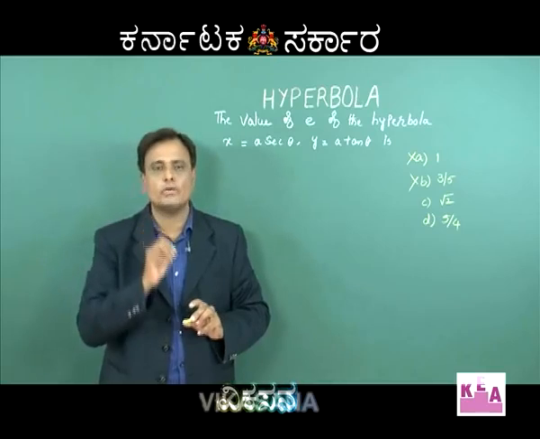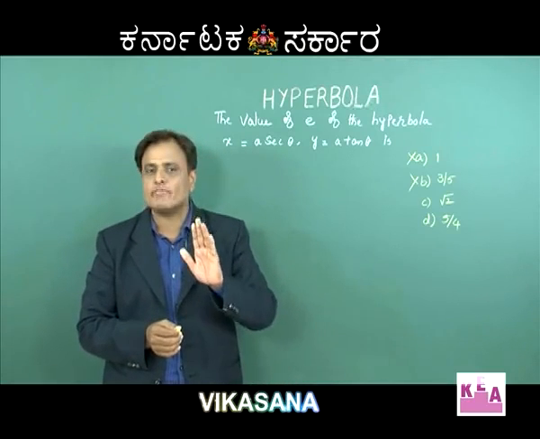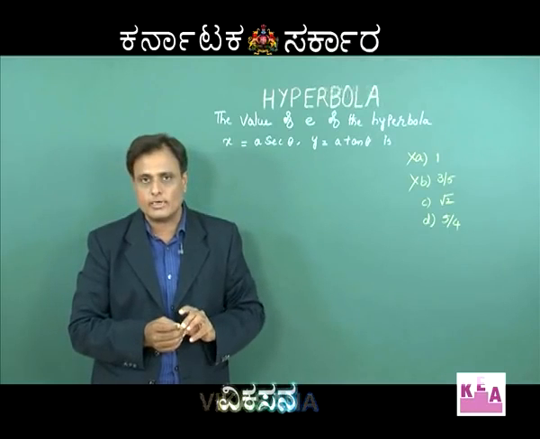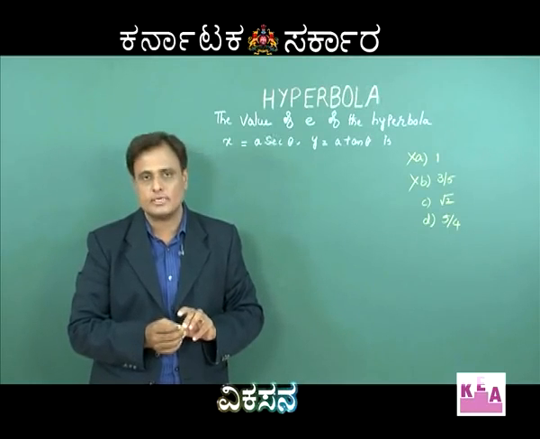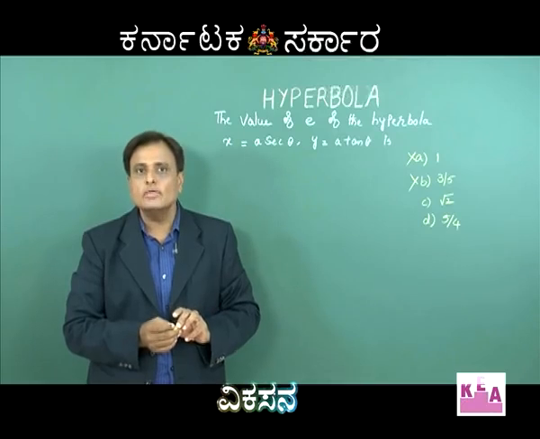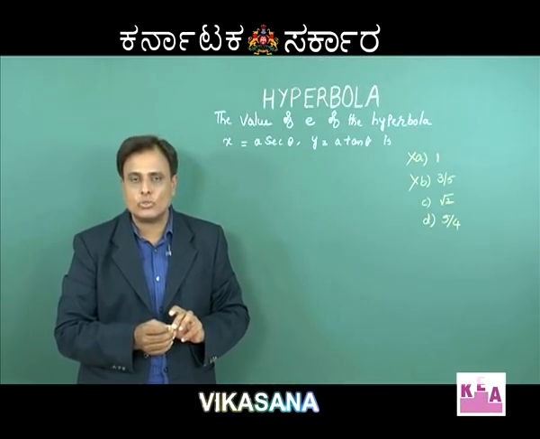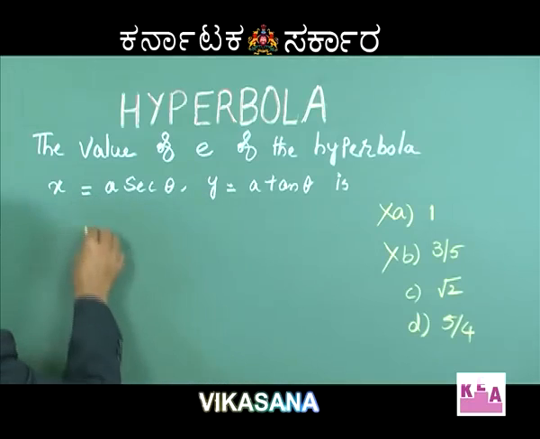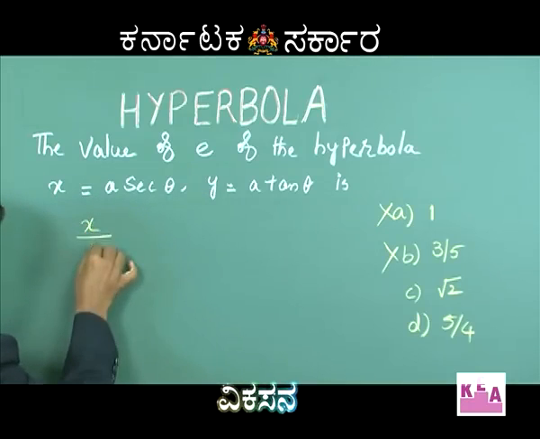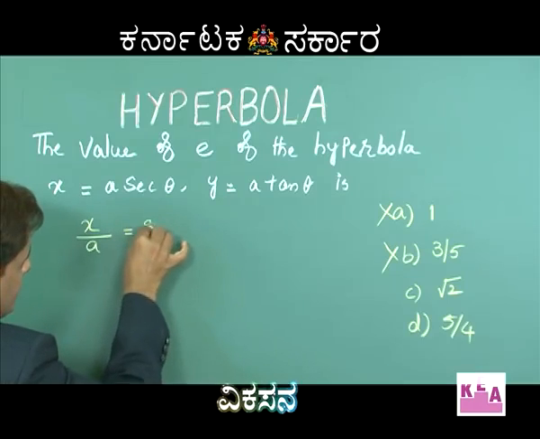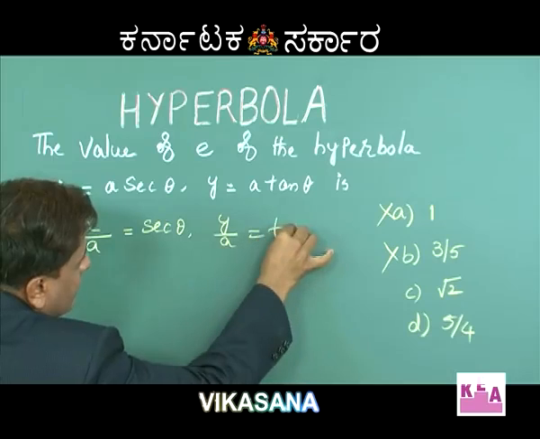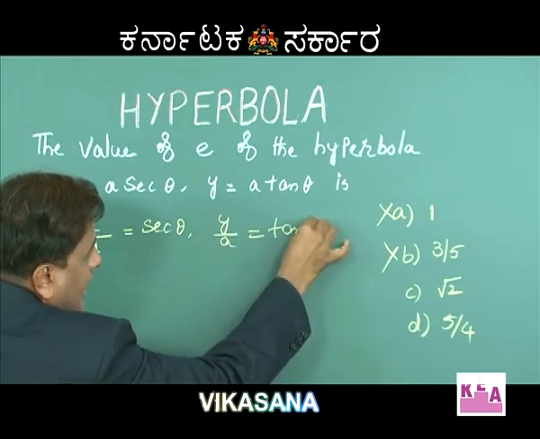Please, dear students, note down. The parametric equations of hyperbola are x is equal to a secant theta and y is equal to b tan theta. Here, you can cross multiply to get x by a is equal to sec theta and y by a is equal to tan theta, then square and subtract.